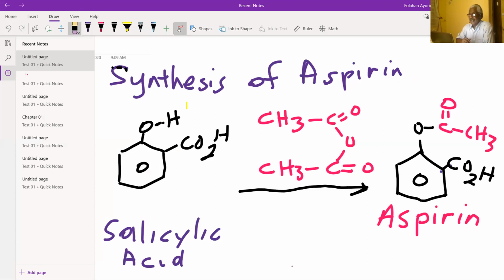So here is my OneNote application. You see what I have here. It is a full screen, so it gives me a lot of space to write. On this particular page, I have here synthesis of aspirin. So I want to discuss this with my students.